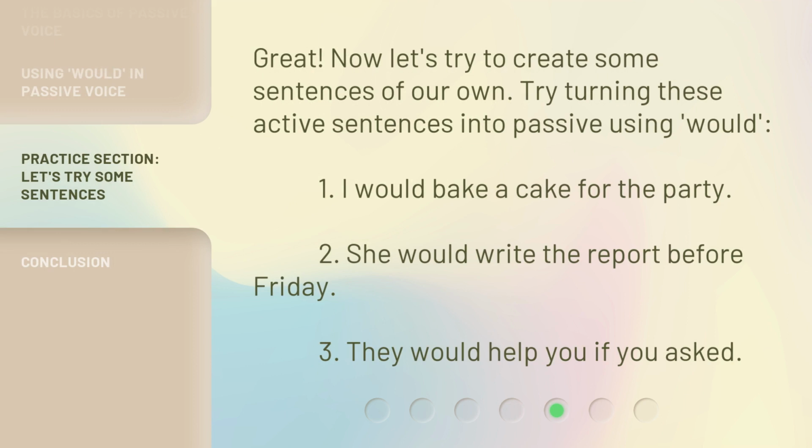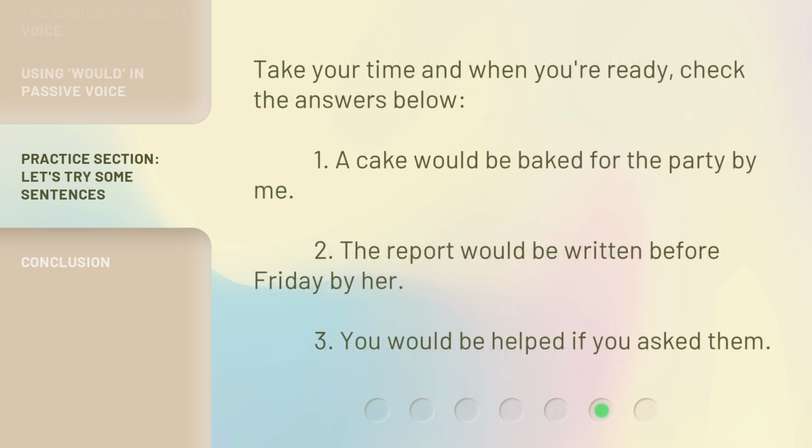Great! Now let's try to create some sentences of our own. Try turning these active sentences into passive using would. 1. I would bake a cake for the party. 2. She would write the report before Friday. 3. They would help you if you asked. Take your time and when you're ready, check the answers below.